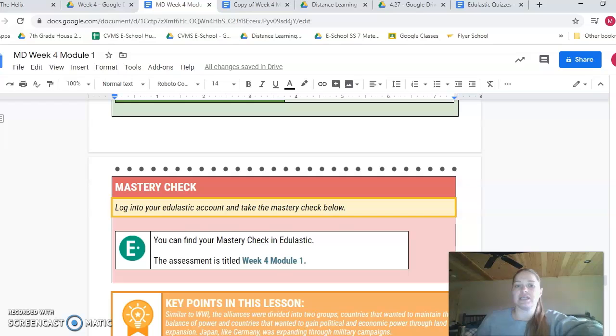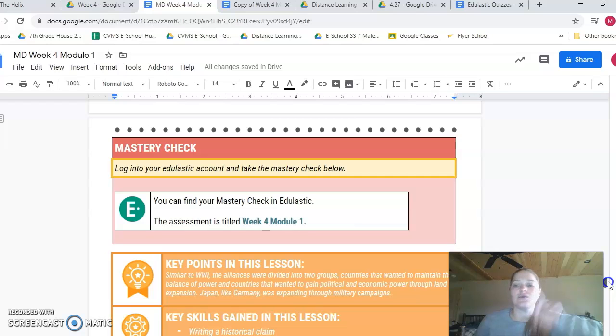You then need to go take the mastery check on Edulastic. It's called Week 4, Module 1. Once you have turned in the module, once you have submitted the Edulastic Mastery Check, you are done with Module 1.